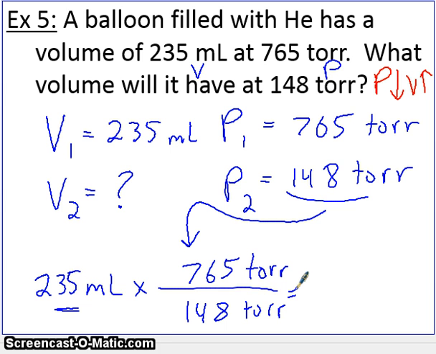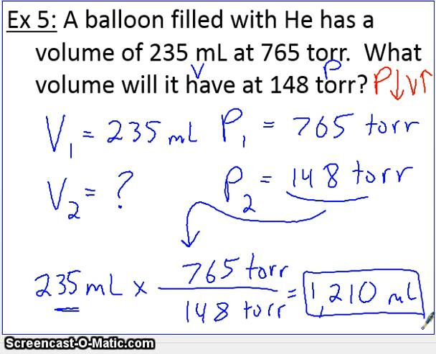And when you multiply, you should see volume go up. So go ahead and multiply this, 235 times 765 divided by 148 gives us 1,214. Now, because we have 3 sig figs, let's do 1,210 milliliters. So notice what we predicted is that volume would go up. That's because pressure is going down. And volume did go up from 235 to 1,200. And it's always a good idea to double check to make sure what you predict is what actually happened.